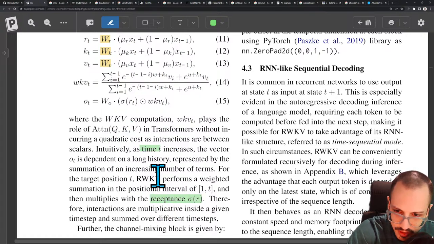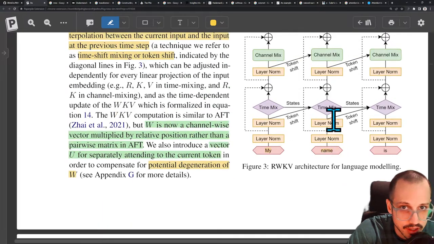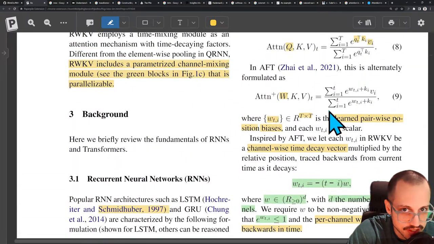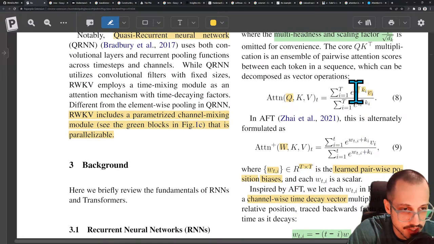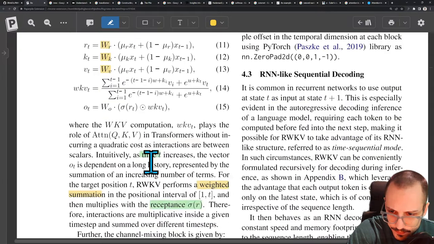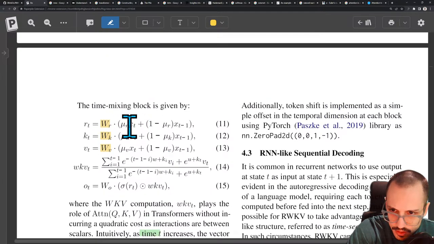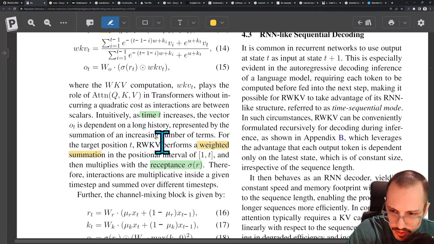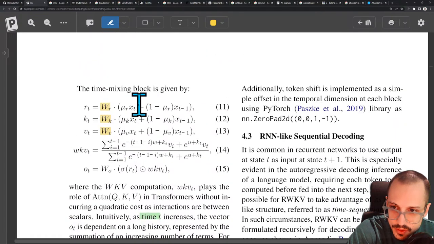You have this weighted summation, where is it? Performs a weighted summation. So scrolling back up here, you have this situation going on, where we turn a dot product into a sum. We're still not getting a definition for what this mu is.